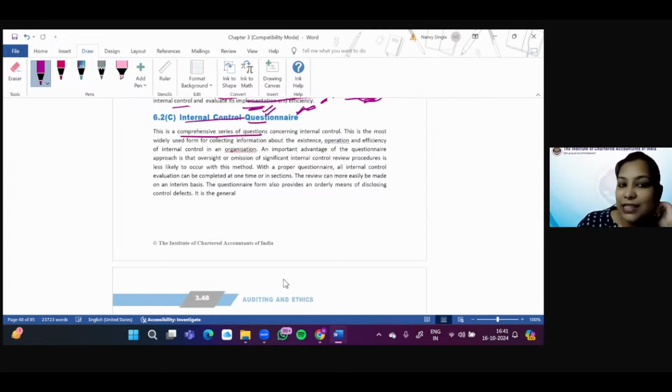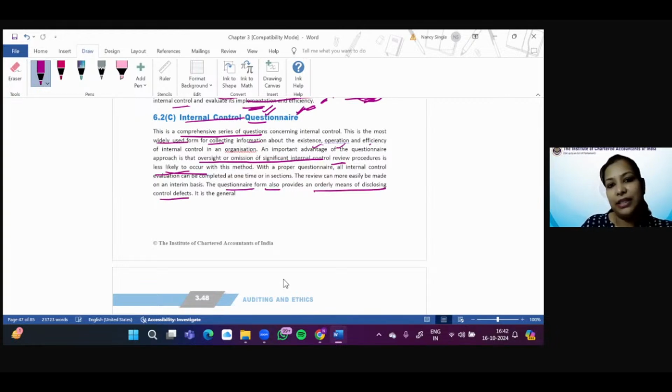So it is a comprehensive series of questions concerning the internal control and the most widely used form for collecting information about existence, operation, and efficiency of control. What is the advantage? When there is a complete list that, okay, with respect to purchases these are the questions, with respect to sales these are the questions, chances that any important area is overlooked are minimized. So oversight or omission of significant internal control review is less likely to occur, right? And obviously, if there is any weakness, the same can be disclosed. The questionnaire form also provides an orderly means of disclosing control defects.